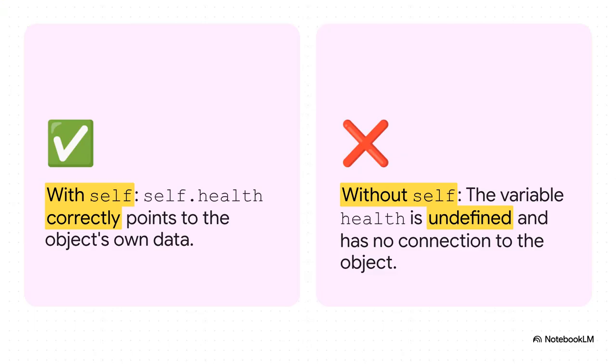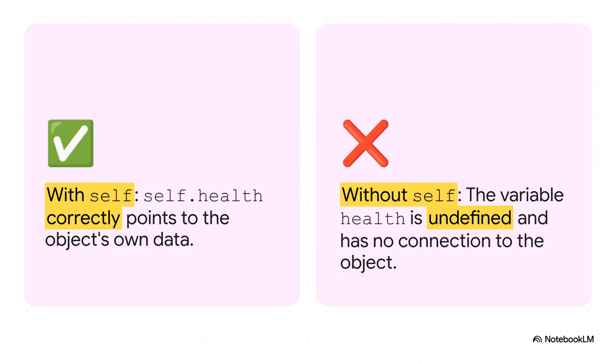On the left, our beautiful working code. It uses self to connect everything. On the right, we've ripped self right out of there. The function is just def takeDamage(amount). And the line inside tries to change a variable just called health. But whose health is that? The function has no idea.